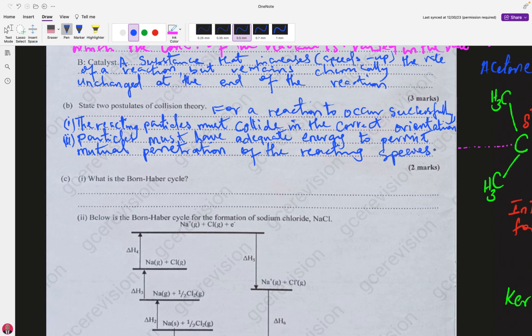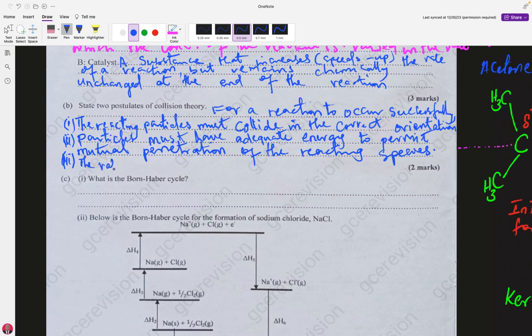Then the last one: the rate of a reaction is proportional to the rate of reacting collisions. You can state that one. You can still state that one if you forget. The rate of a reaction is proportional to the rate of reacting collisions.